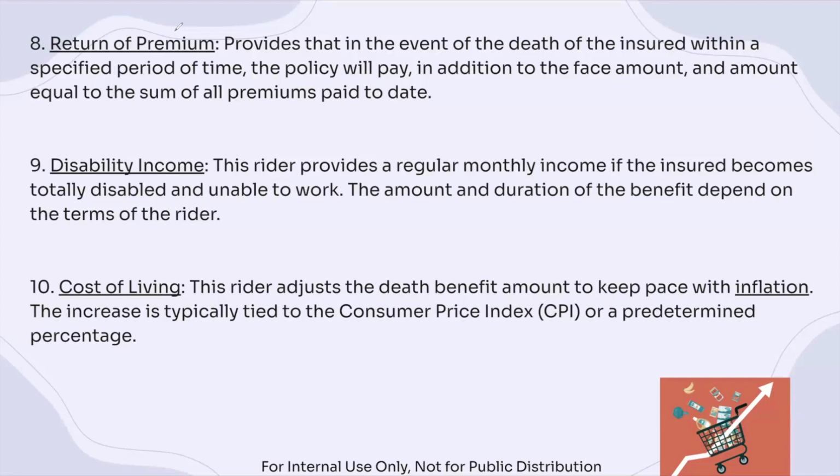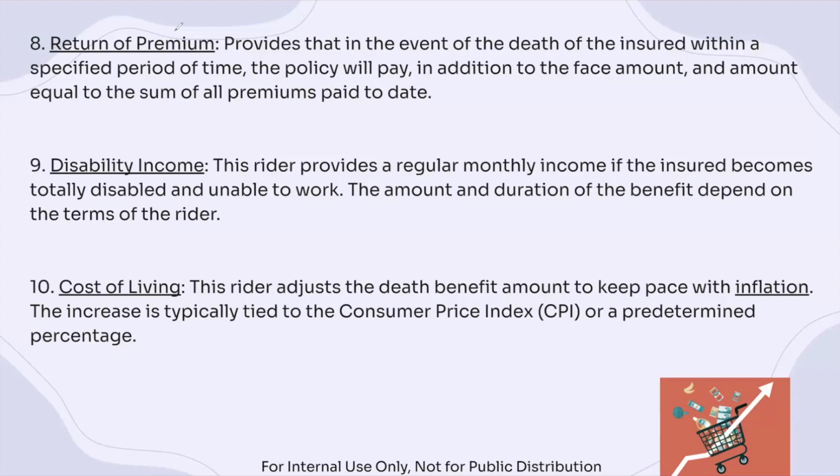All right, now we have the ninth rider, which is our disability income rider. So we also have our disability income policies. But we also see that with insurance, we sometimes like to pair it with riders. We can convert a standalone policy to a rider that can be added on to life insurance.